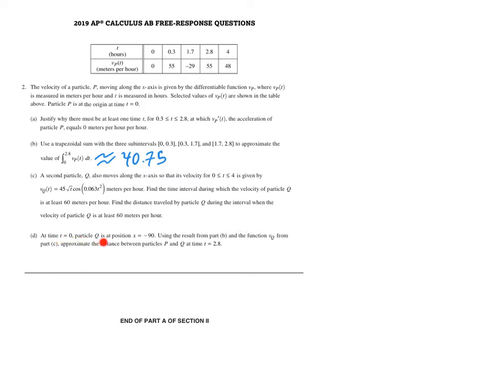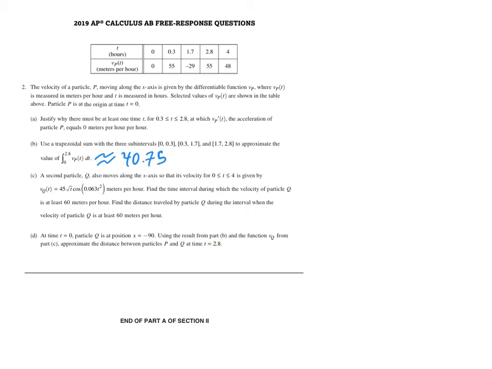All right, at time t equals 0, particle Q is at position x equals -90. Okay, so we know the starting position of particle Q. Using the rule from part B, where remember in part B we were talking about not Q, we were talking about P, they want us to know the total distance and the function of Q from part C. Approximate the distance between particles P and Q at that specific time. Okay, so basically these two particles are moving. One of them we have this table for, one of them we have this function for, and at 2.8, where are they and how far apart are they?